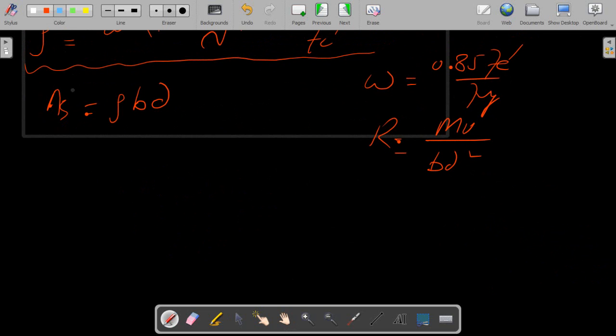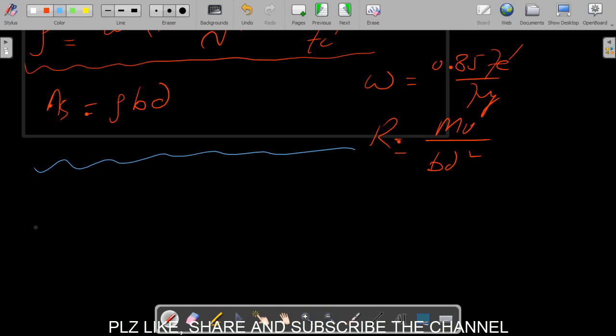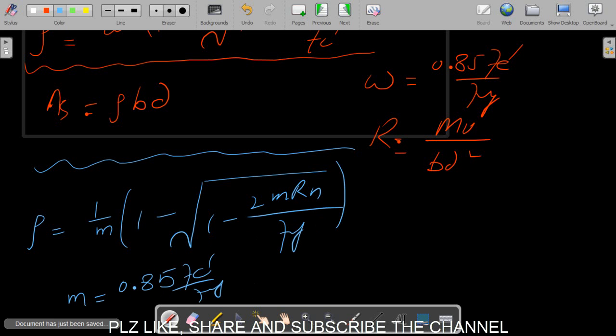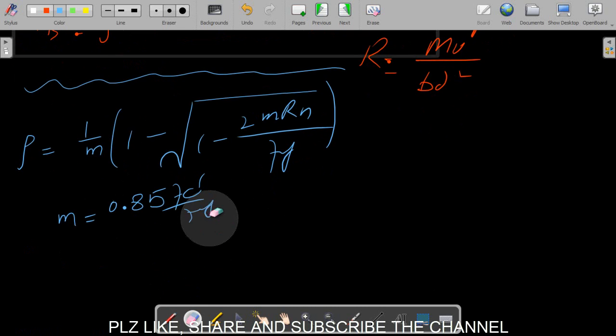Sometimes we may use this rho. It can be used because we already derived this equation for rho, which equals 1 over m times 1 minus the square root of 1 minus 2 m Rn divided by fy, where m equals 0.85 fy divided by fc prime, right?